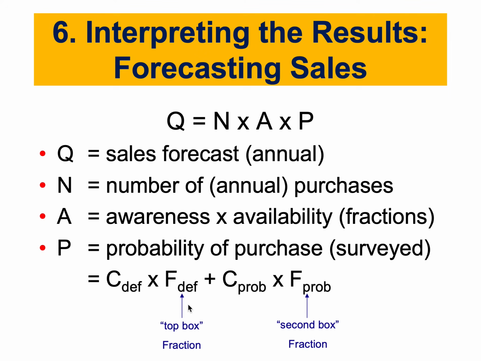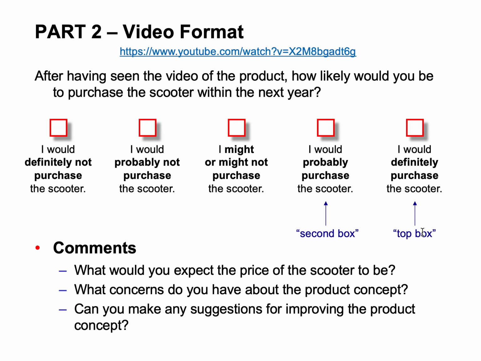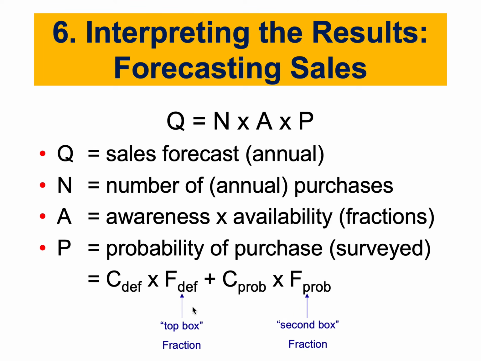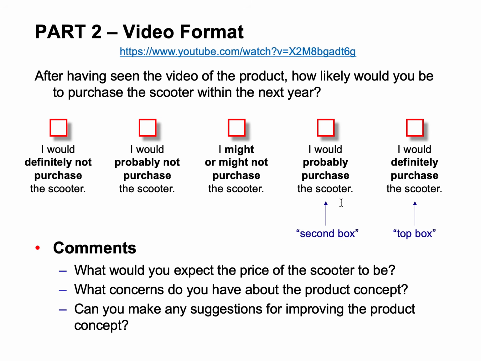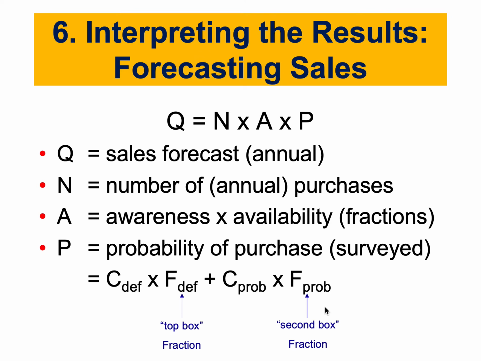F is the fraction of the top box. If you remember from the previous video, we said that this is the top box. So anyone who said, I will definitely purchase, we consider this the top box. And anyone who said that I'm probably going to purchase, this is the second box. So if I interviewed 100, and 20 of them said we will definitely purchase, I'm going to put here in the F def 0.2. For the F prob, the second box, let's say 15 out of the 100 said they're going to probably purchase my product, I will put here on the F prob 0.15.